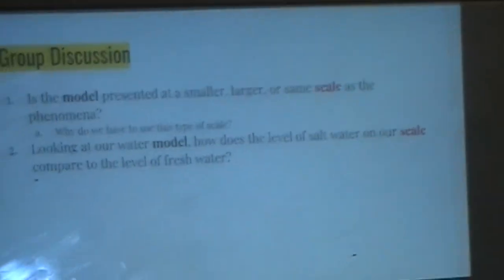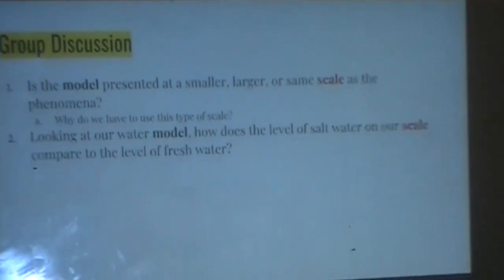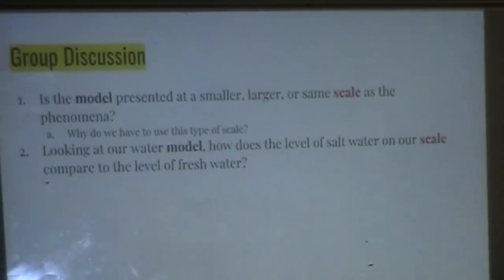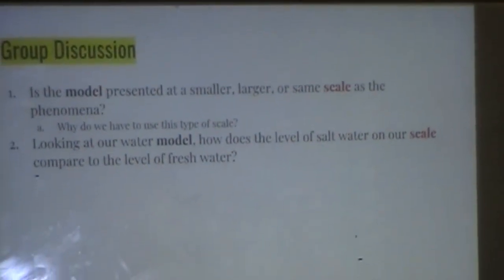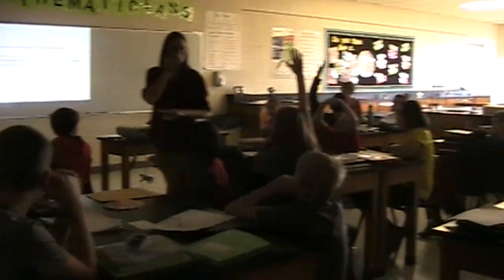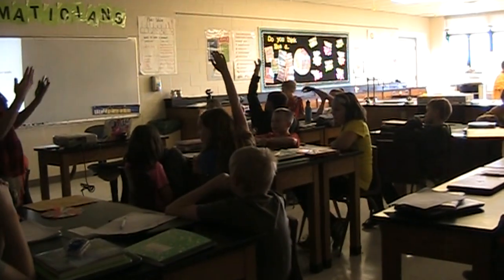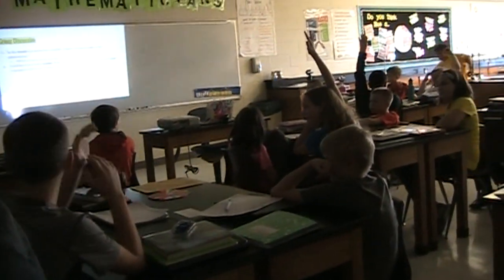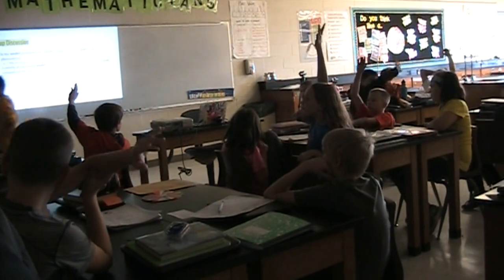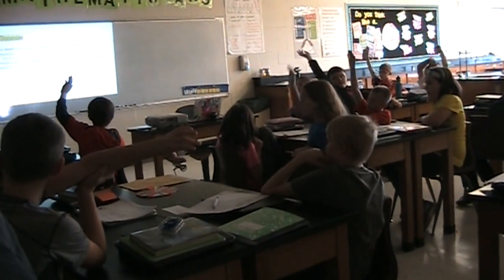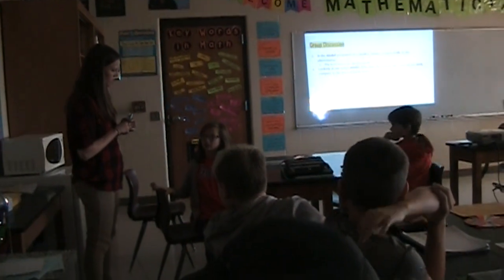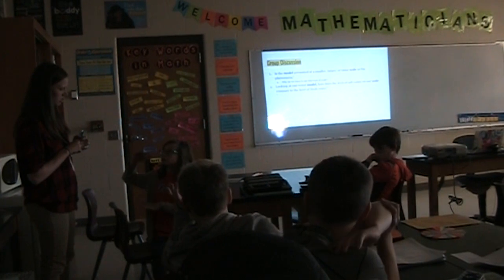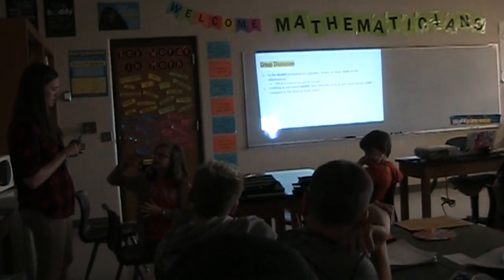Looking at our water model, if we go back to just fresh water and salt water, how did that salt water compare to our level of fresh water? So we take all of the water and we split it into salt water and fresh water. How do those two compare? Salt water versus fresh water. I have 3 people with ideas. Lydia, how did those compare? The salt water is a lot of salt water, and then there's a little fresh.